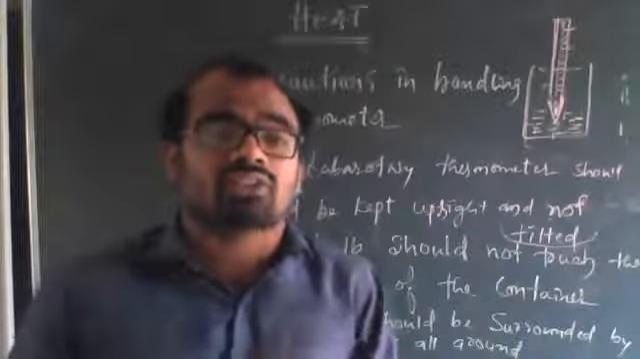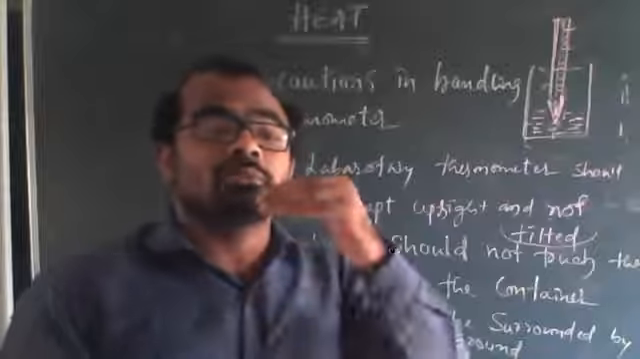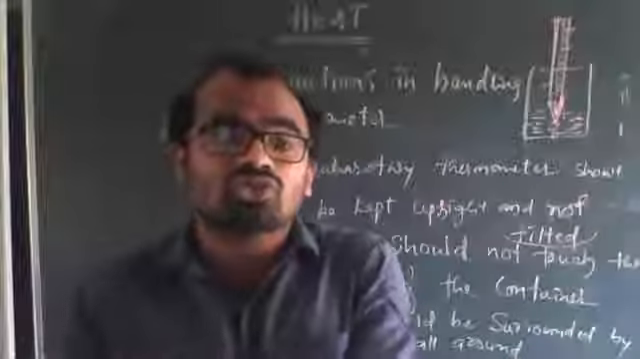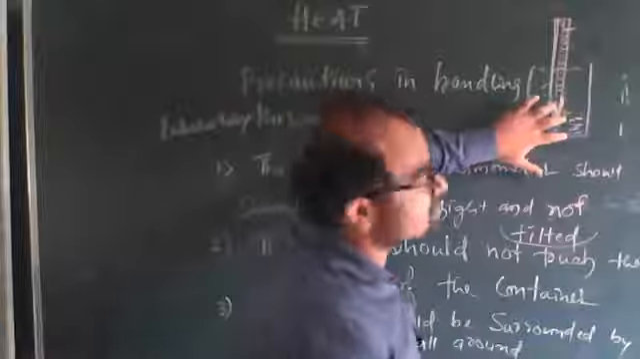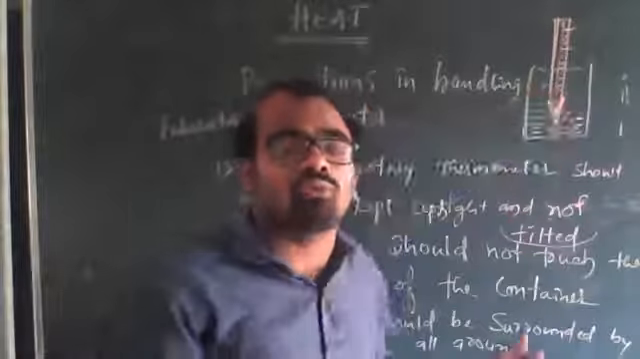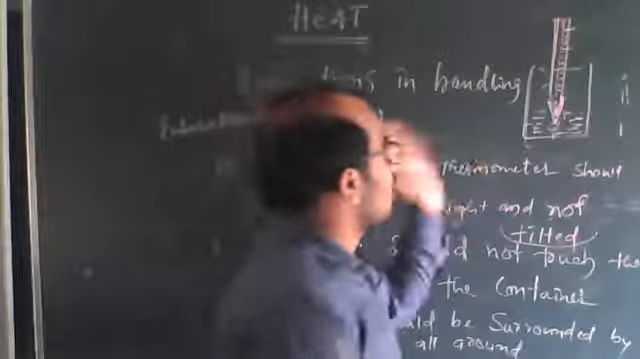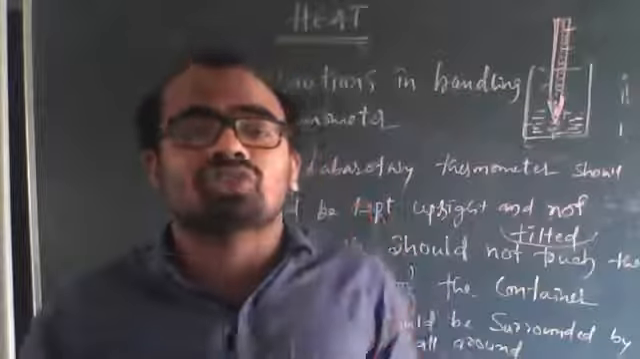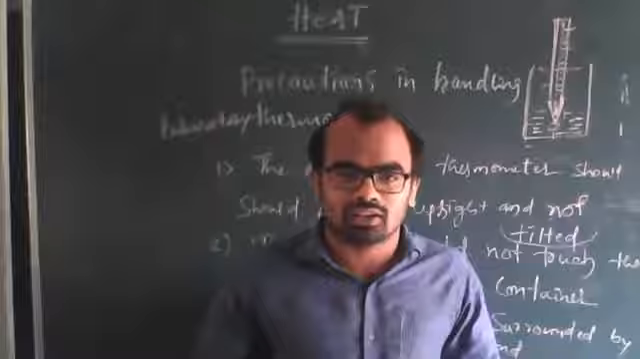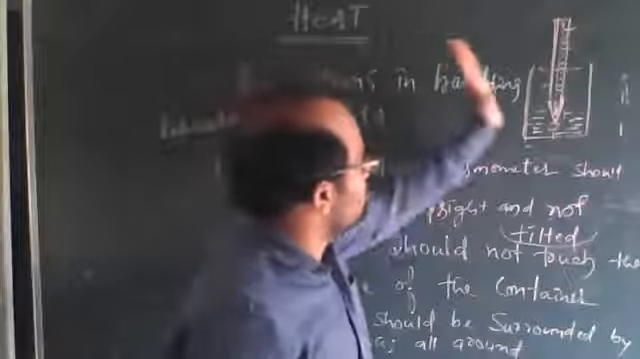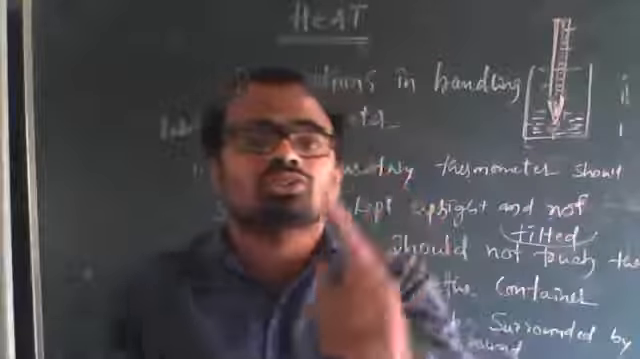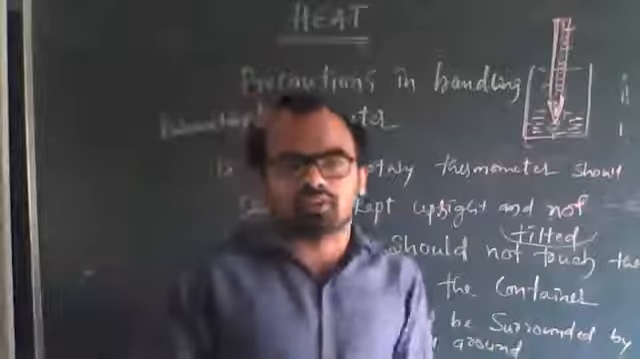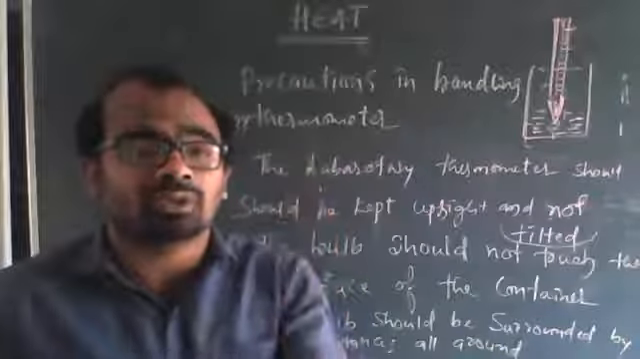If it touches the surface of the container, what happens? It measures the temperature of that surface. That means the temperature of this liquid will go off. That is why the laboratory thermometer should not touch the surface of the container. That is our second precaution.